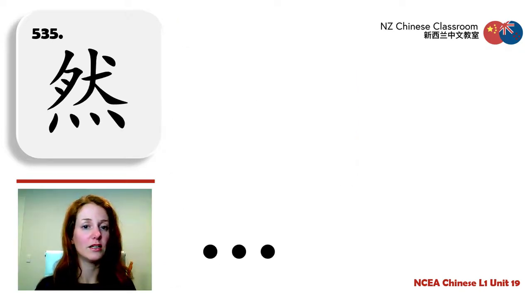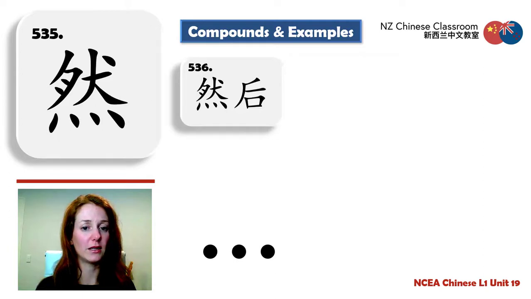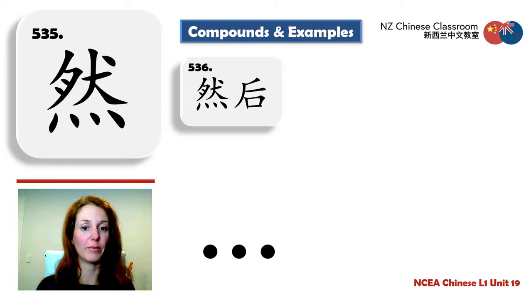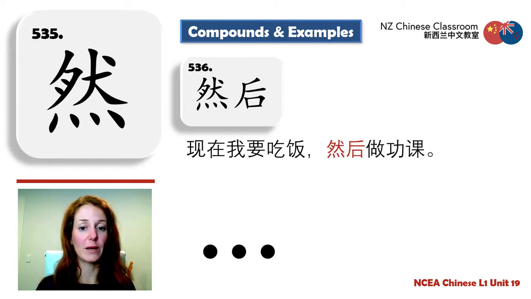然, you won't really see it by itself. You'll see it together with 然后, meaning and then. So I've got those dots and then, and you can see that in the character as well. That might help. So 现在我要吃饭，然后做功课. So right now I want to eat. I will eat and then I will do homework.